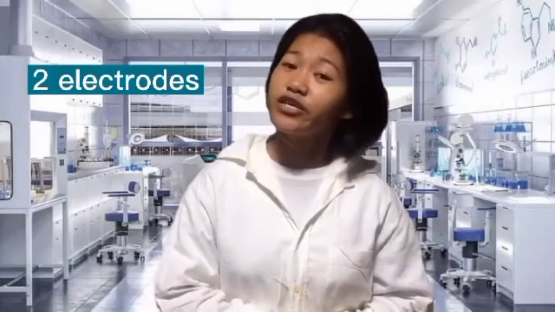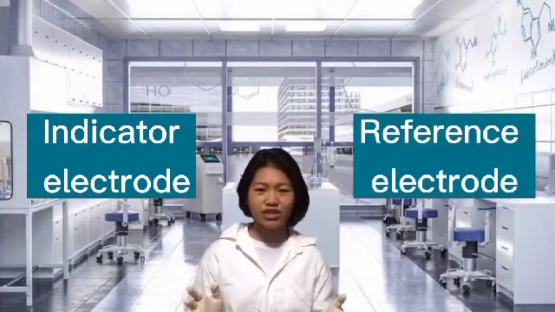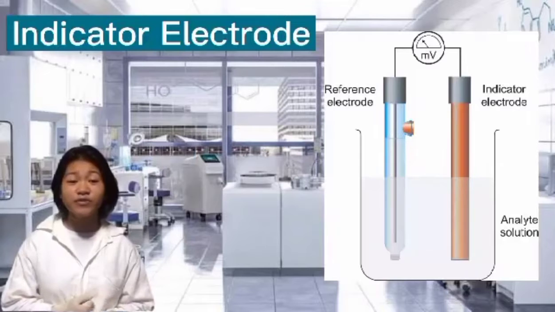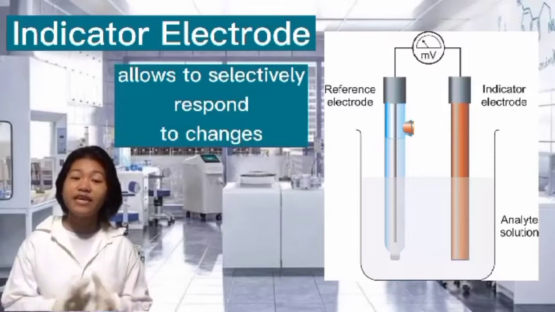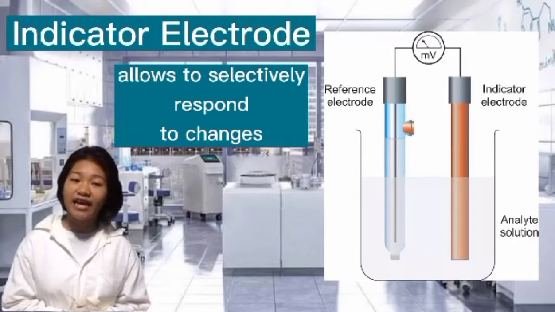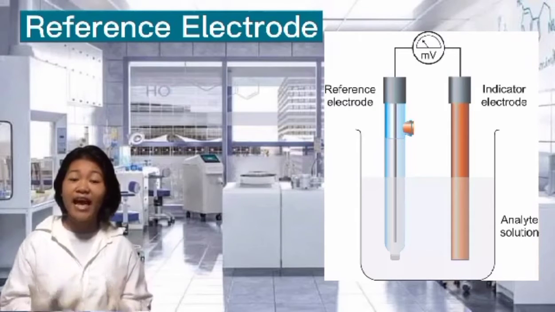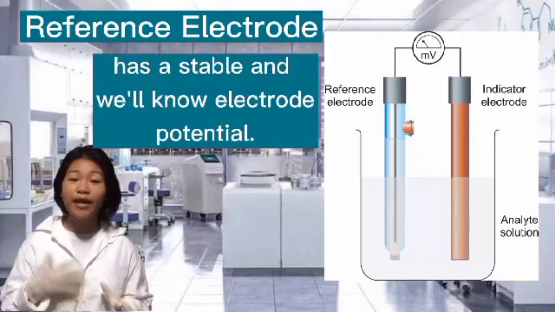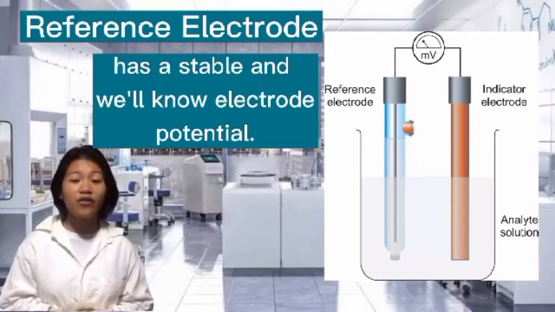In potentiometry, there are two electrodes that are used, which are called the indicator electrode and the reference electrode. The indicator electrode possesses some characteristics that allow it to selectively respond to changes in the activity of the analyte being measured, while the reference electrode is an electrode which has a stable and well-known electrode potential. This allows the potential of the other half cell to be determined.